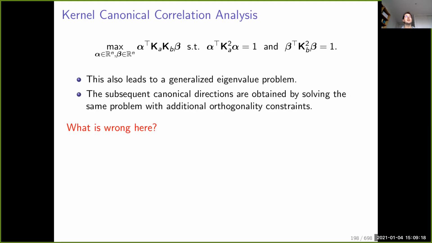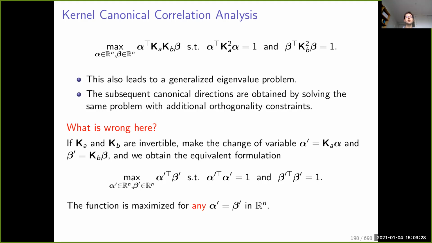It doesn't mean that I lied to you. It means that I have omitted to say a few things. So let us try not to omit it and work a bit on this problem to get an interpretation. So assume that Ka and Kb are invertible, which is pretty reasonable. If you take a Gaussian kernel, unless you have identical data points, it will be invertible.